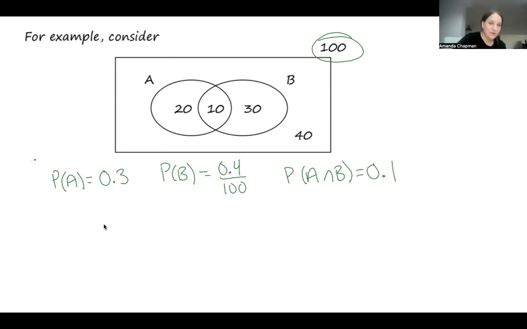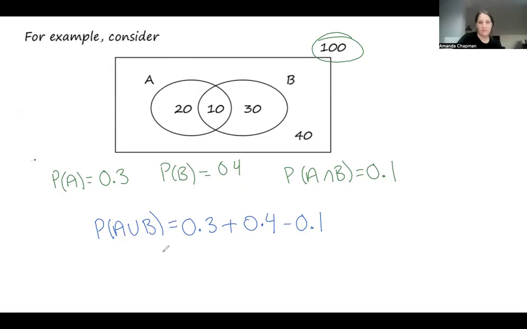So if I want to figure out the probability of people that like apples or bananas without over counting that middle section, I'm going to add up the probability of A plus the probability of B, minus that intersection.